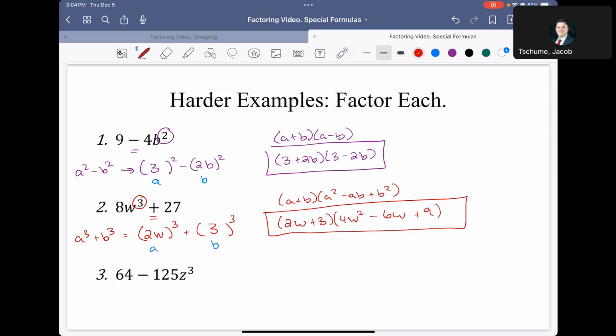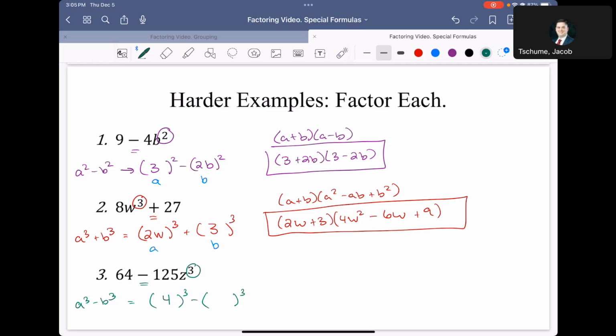Hopefully through 5 of them, you're starting to see the pattern of how you find your A's and your B's and your formulas. But let's just do one more to wrap up this video. And we're going to do 64 minus 125z cubed. So once again, I see the cube term. I see the subtraction. So I'm going to try to write this in the form a cubed minus b cubed. And so if I'm going to take the original problem, I've got to figure out what my A and B value are. So let's see. What cubed will end up giving me 64? We saw this in a previous example. It would be 4. 4 times 4 times 4 gives you 64.